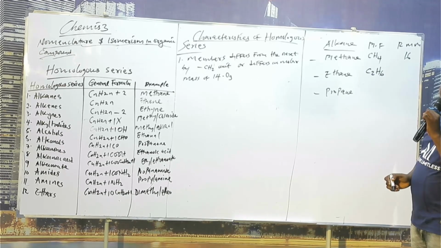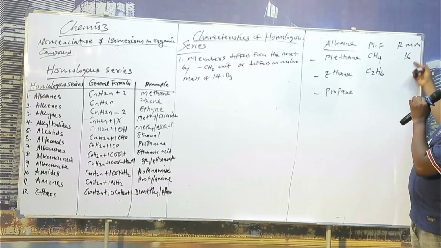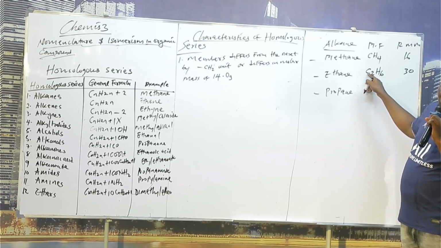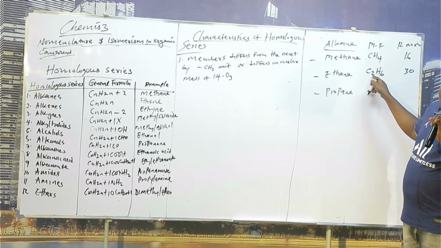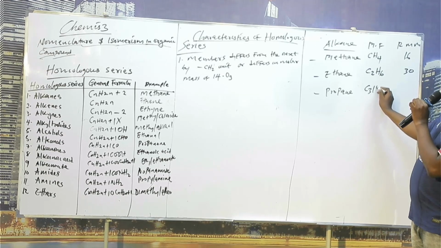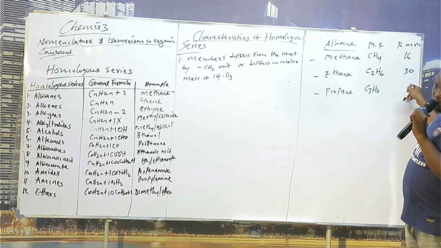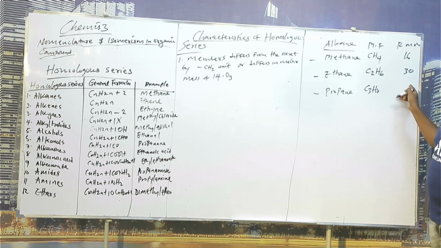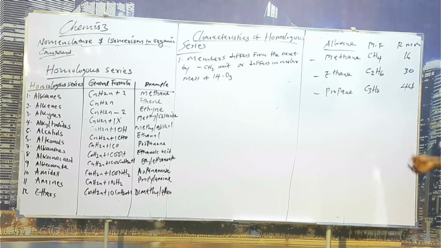C2H6, Abi? So the molar mass of this ethane is what here? 30. Like atomic mass 12 times 2, 24, plus 6. Are you with me? This one is what? C3 what? H8. What is the molar mass here? 44. Have you seen what we mean now?